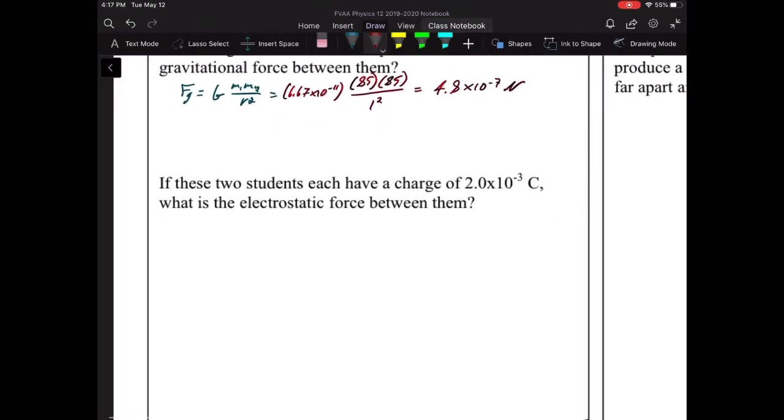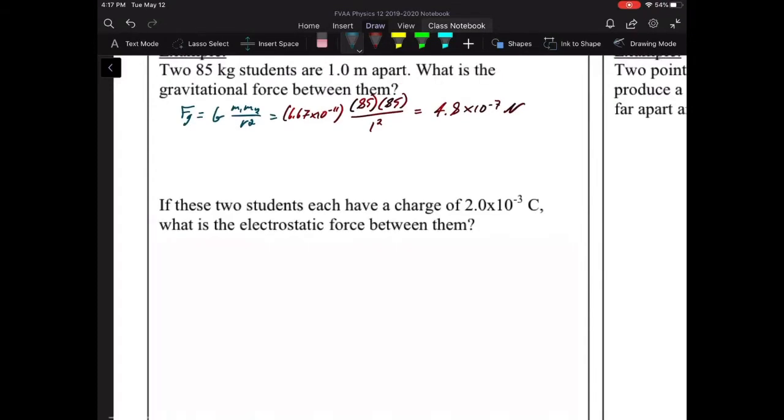Okay. If these two students each have a charge of 1 times 10 to the negative 3 coulombs, what is the electrostatic force between them? Now we're taking the same students, same distance between them, but instead of looking at the force gravity, we're going to look at the electrostatic force. So Fe is equal to k Q1 Q2 over r squared, k being 9 times 10 to the 9. Q1 is 2.0 times 10 to the negative 3. That's squared because there are two of them with the same charge, divided by 1 squared.